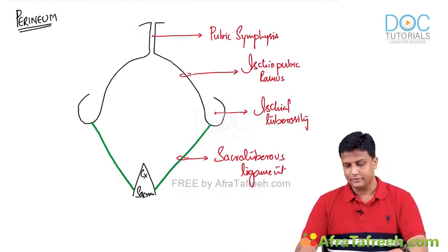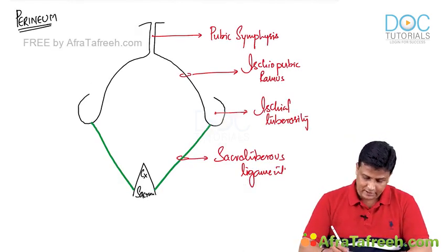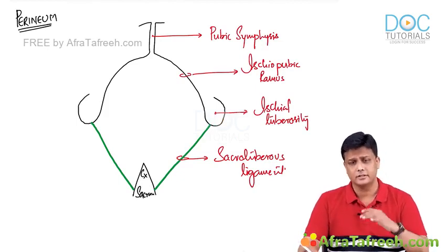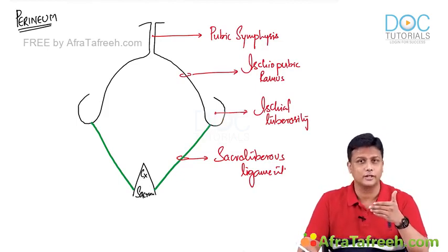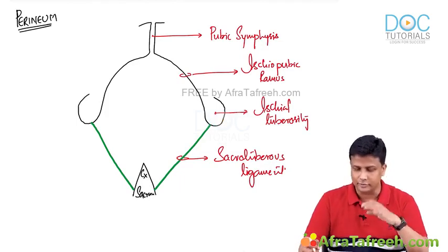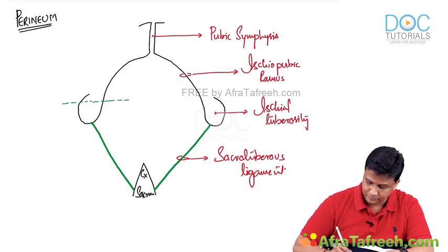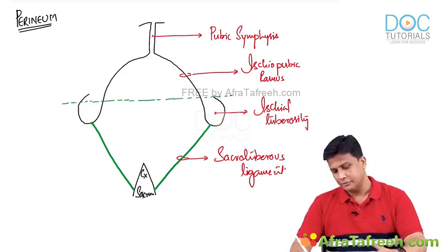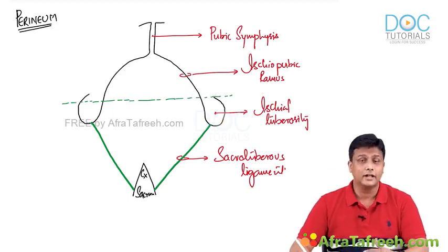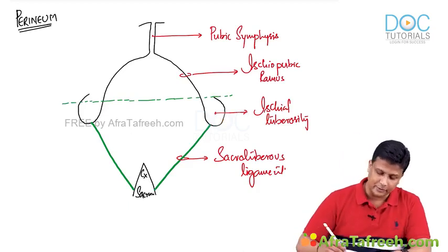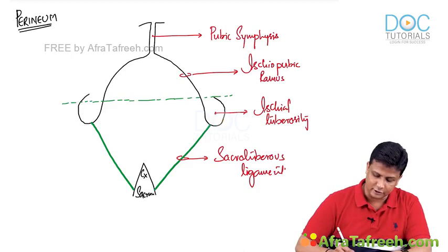Now once you are comfortable with the boundaries of perineum, the next thing will be just draw an imaginary line which is just anterior to ischial tuberosity. Not exactly the ischial tuberosity, guys, it is just anterior to ischial tuberosity here. Now because of that imaginary line, we can divide the entire perineum into two triangles. The triangle that you are able to appreciate in the front here, this is referred to as urogenital triangle.